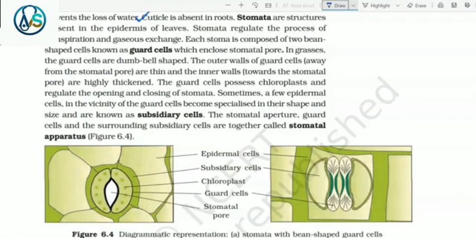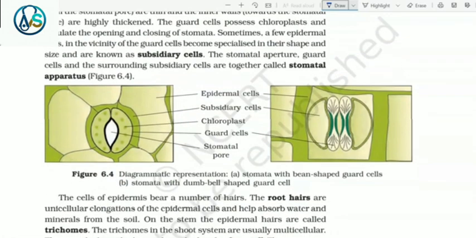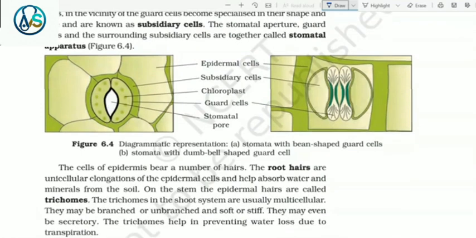Sometimes a few epidermal cells in the vicinity of the guard cells become specialized in their shape and size and are known as subsidiary cells. The stomatal aperture, guard cells and the surrounding subsidiary cells are together called the stomatal apparatus.